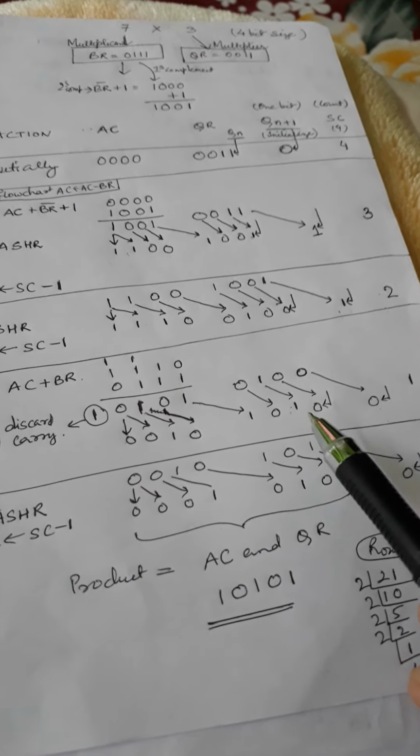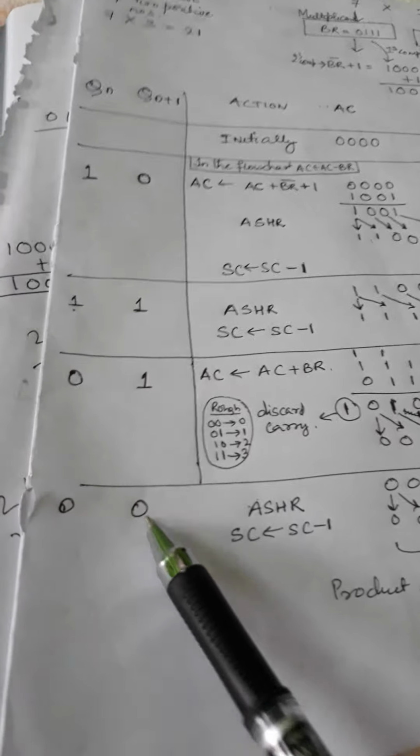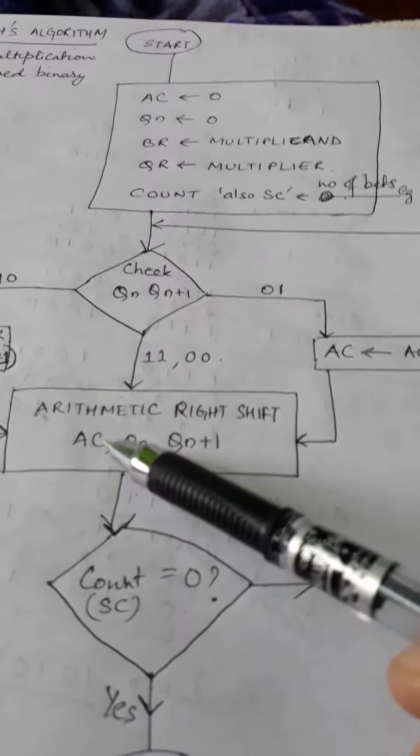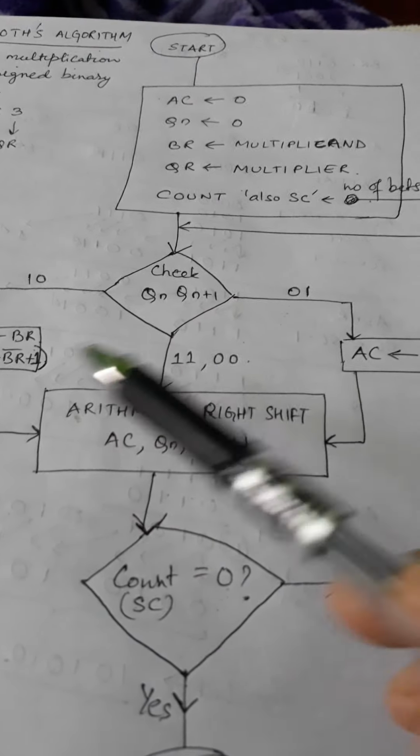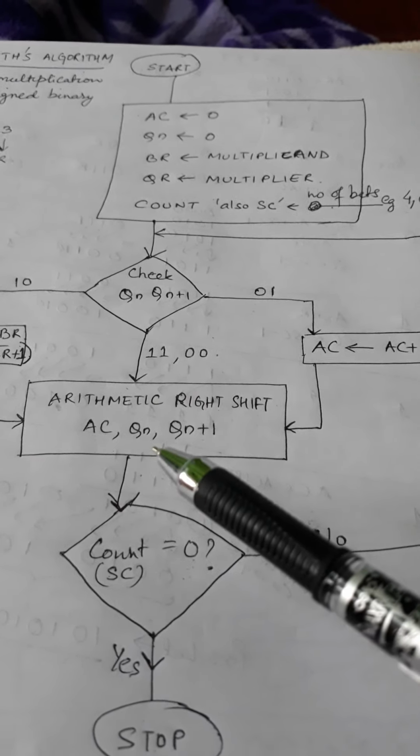All right. So then we have 0, 0. So come again, 0, 0 this time, Qn and Qn plus 1. And 0, 0 we all know. What do we have to do? In case of 1, 1 and 0, 0, no addition, no subtraction. Okay, it is just shifting. So we'll do shift again.